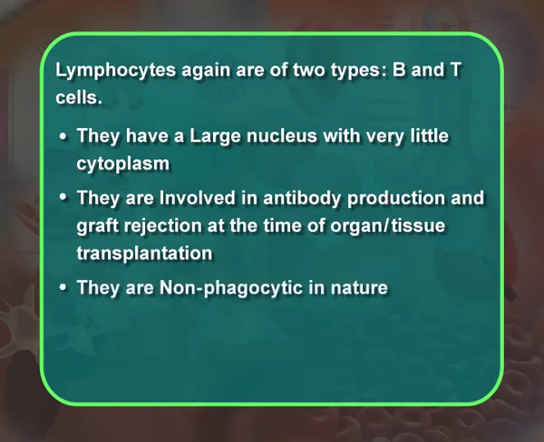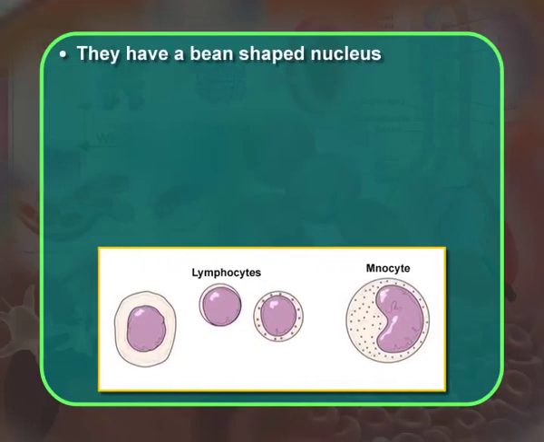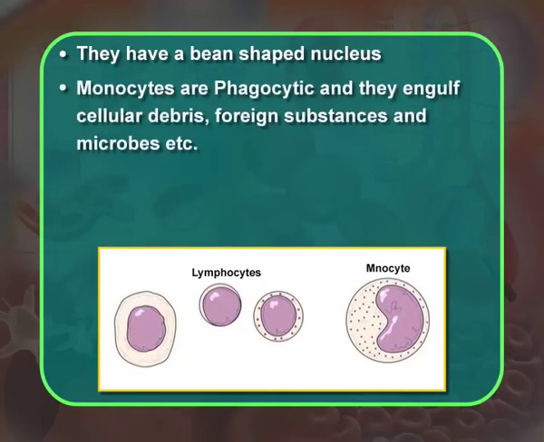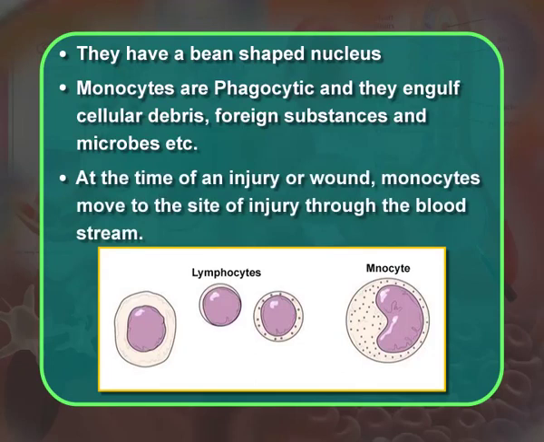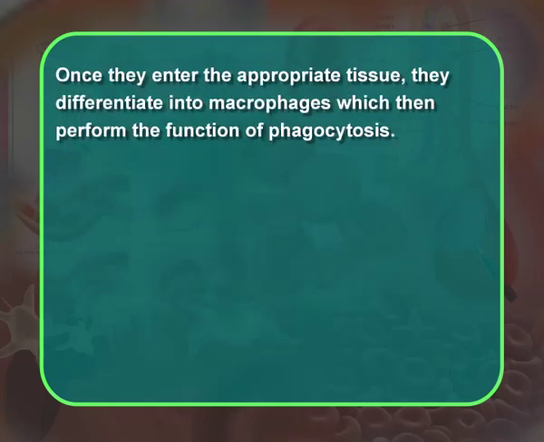Monocytes are larger in size and have more cytoplasm inside them, and the shape of the nucleus is bean-shaped. Monocytes are phagocytic and they engulf cellular debris, foreign substances and microbes, etc. At the time of an injury or wound, monocytes move to the site of injury through the bloodstream. Once they enter the appropriate tissue, they differentiate into macrophages, which then perform the function of phagocytosis.